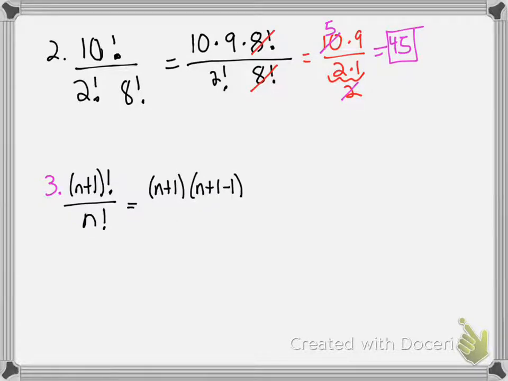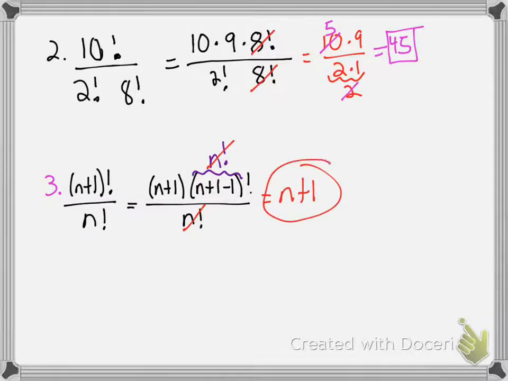So what would this be equivalent to? Well, this term here is just n factorial. And therefore, I can again cancel these out. And I'm left with just n plus 1. Okay, let me know if you have questions on those. We're almost done. I know you're excited about that.